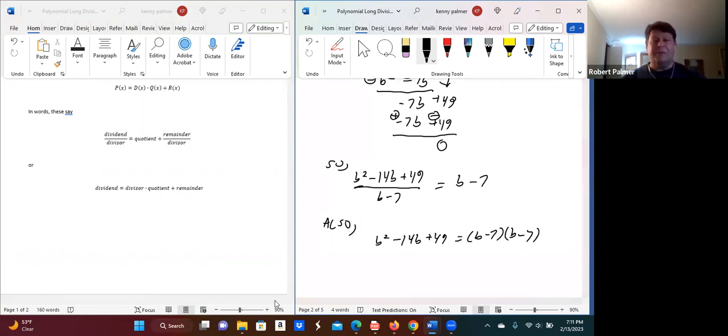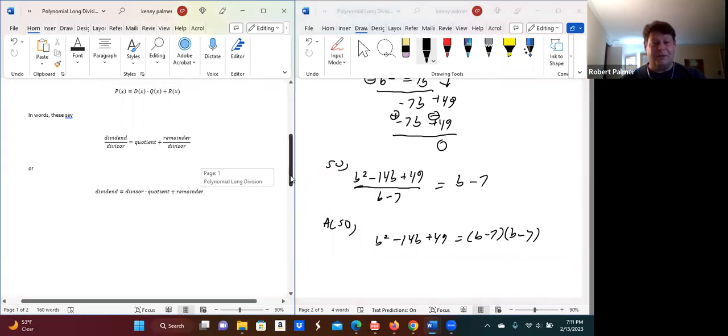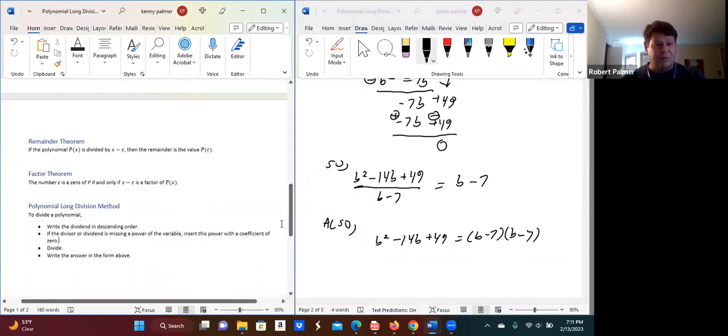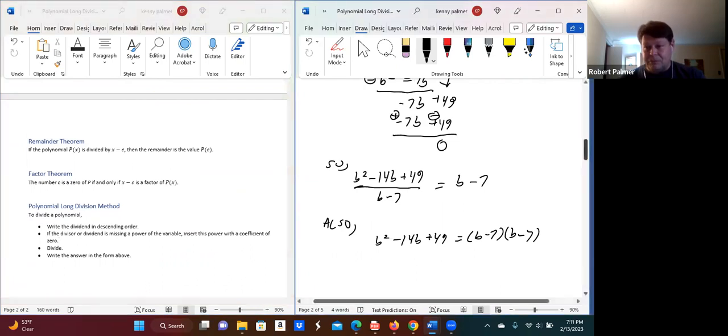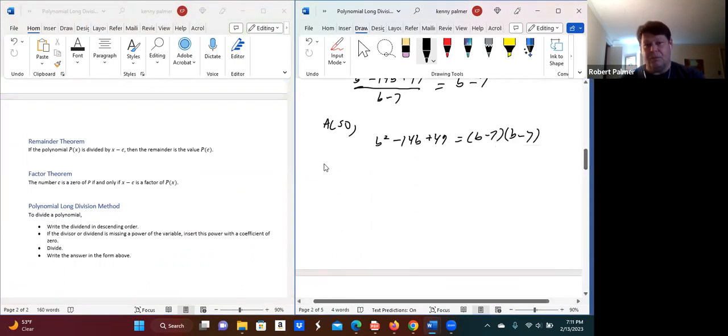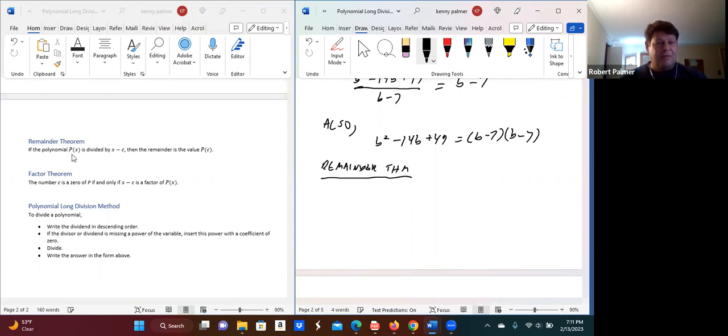Okay. Now, let's also look at a couple other implications of that. So let's go back to these theorems we mentioned. Okay. The remainder theorem says the polynomial is divided by x minus c. The remainder is the value p of c. Now, let's call this polynomial p of b. Let's basically plug in. What we're going to do is plug in 7.